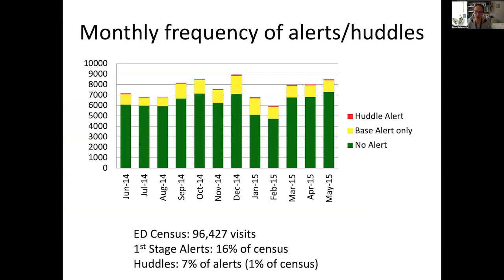So in terms of how often this goes off, because we really were worried about alarm fatigue, like I said, this is older data now. At the time we were seeing about 96,000 patients a year, and that tachycardia alert would go off on about 16% of patients, and we would huddle, so that clinical decision-making piece where the team comes to the bedside, in 1% of patients.